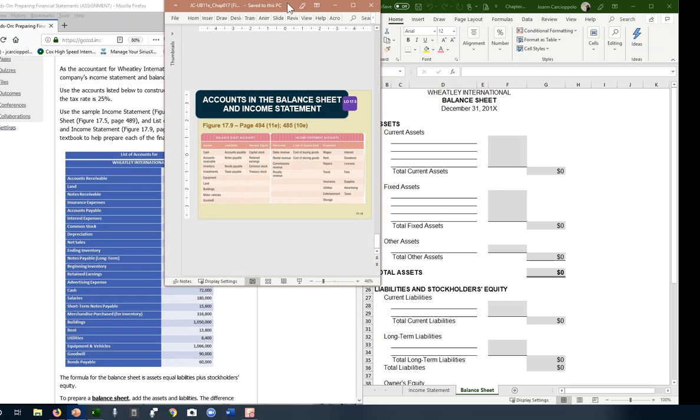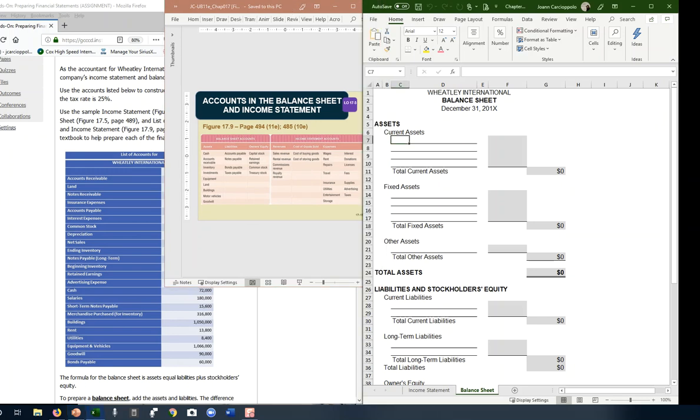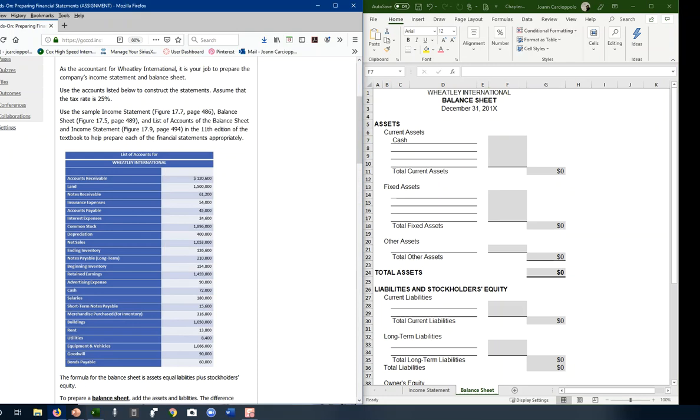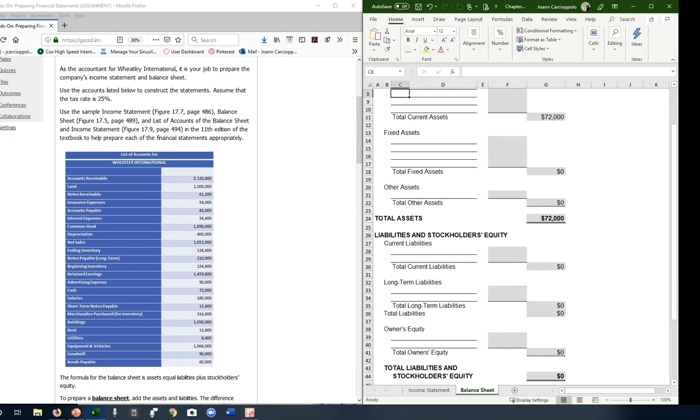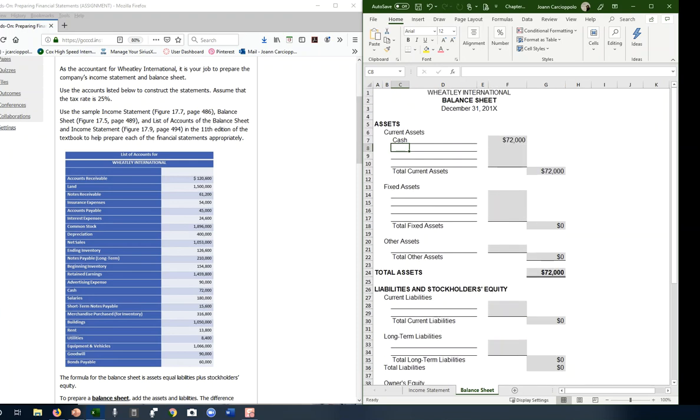All right, I'm trying to make it so you can see everything here. So let's go ahead, and what you're going to do is you're going to type in the word cash and then tab over to the shadow area, the grayed out area here. And then you're going to go onto the list on the assignment and look for the account called cash, and there it is. Okay, now what you're going to do is you're going to take that dollar amount and enter it onto your spreadsheet. As you can see, I have the spreadsheet already calculating for you, so you don't have to worry about that. Just enter the information.